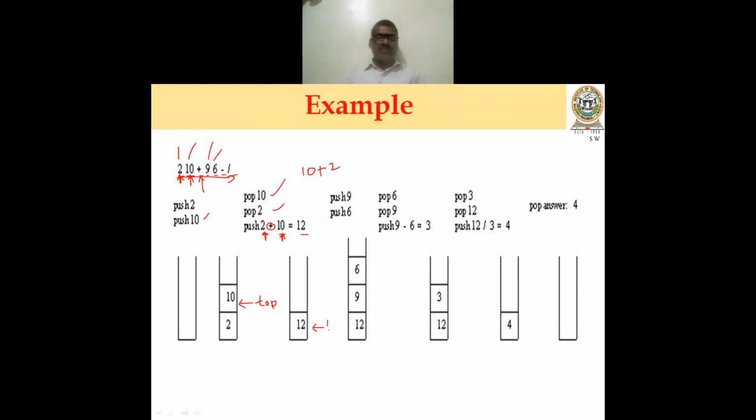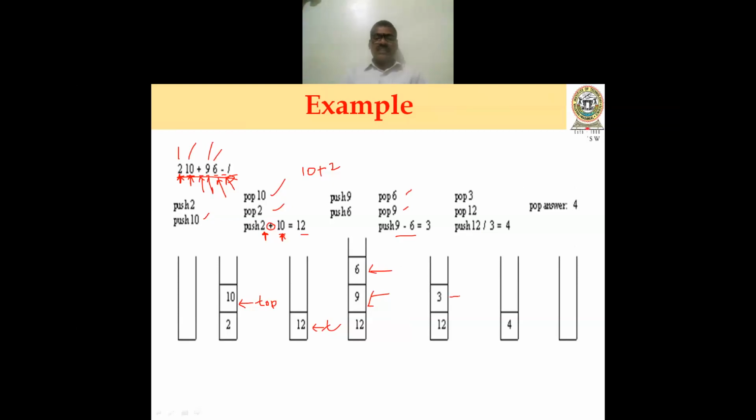This is again the top. Then next we scan 9, an operand, so push it; on top of 12, 9 will be there. Next we scan 6, again an operand, so push it. Then we scan minus, which is an operator. Pop the topmost two operands: pop 6, pop 9. The latest we have popped is 9, so we apply 9 minus 6, not 6 minus 9. Please try to understand how we are applying that. 9 minus 6 is 3, so this 3 has to be pushed.